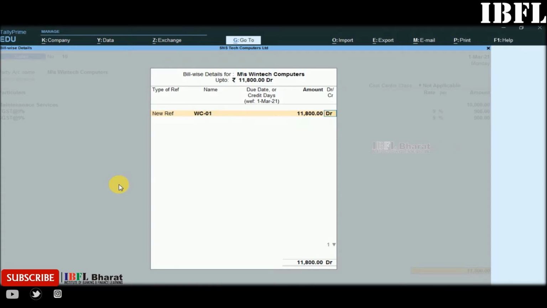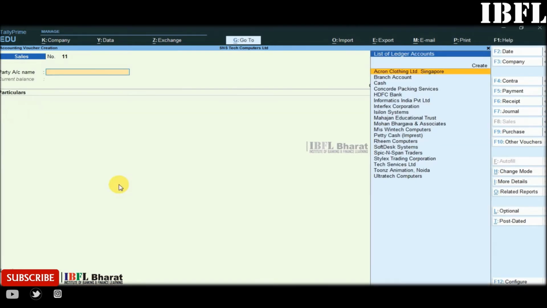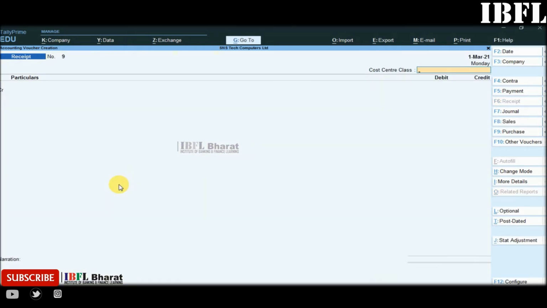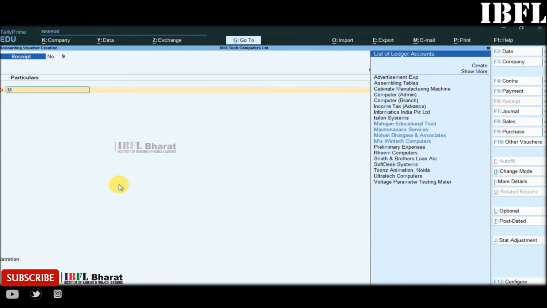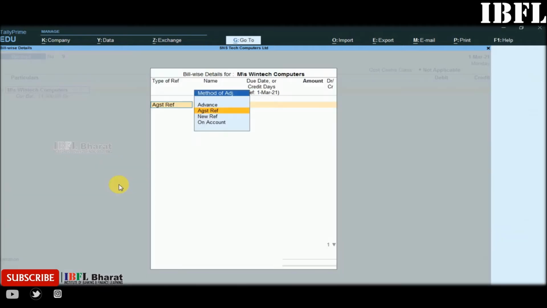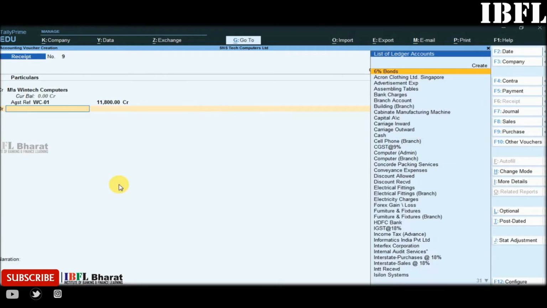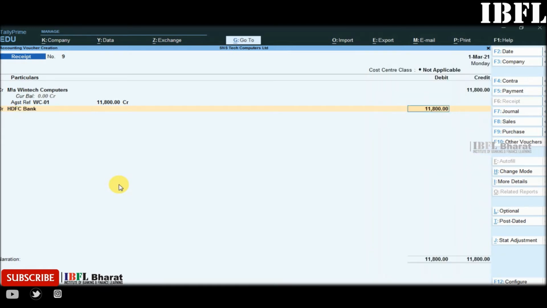WC-01. This is our another customer which had taken maintenance services from us, and they are also making instant payment to us. Messrs Pvt Computers, they are making payment of 11,800 rupees to us by SDFC check.